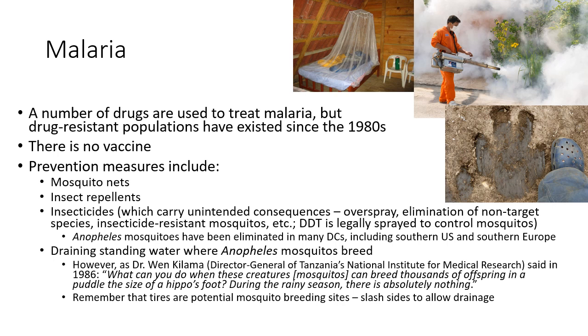However, as we see from this quote by Dr. Win Kalami, the Director General of Tanzania's National Institute for Medical Research, what can you do when these mosquitoes can breed thousands of offspring in a puddle the size of a hippo's foot? During the rainy season, there's absolutely nothing, and then you see the scale of a hippo's footprint versus a human's foot, and you can have thousands of mosquito larvae in just that one small pool. So during the rainy season, it's really impractical to drain all standing water because it's too big of an effort.